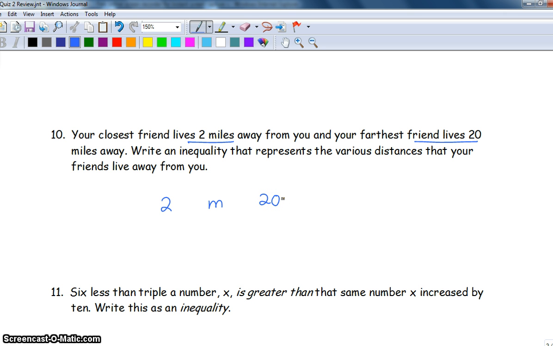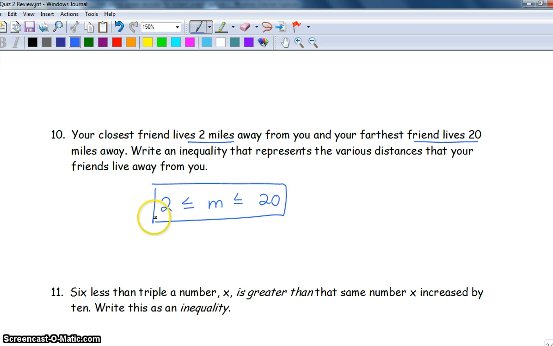Now remember, since I have a range of values, I know that I have to have less than or equal to signs. So in this case, it can be 2 miles, so it's less than or equal to. It can be 20, so it's less than or equal to 20. If it couldn't be 2, then this would be less than. If it couldn't be 20, then this would be less than.